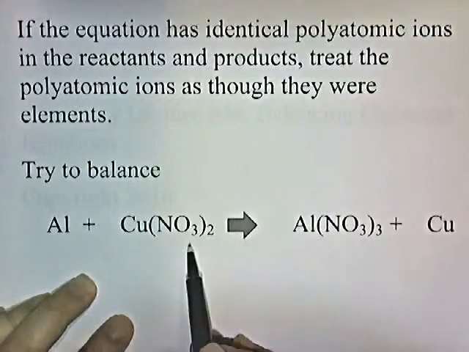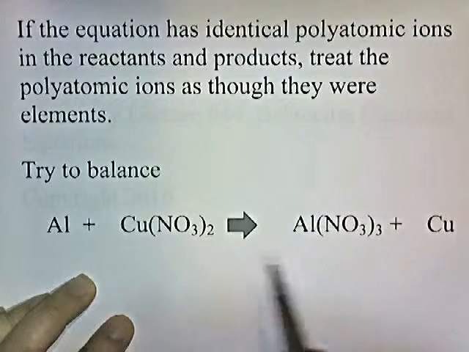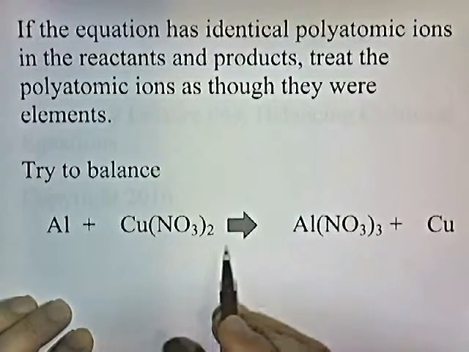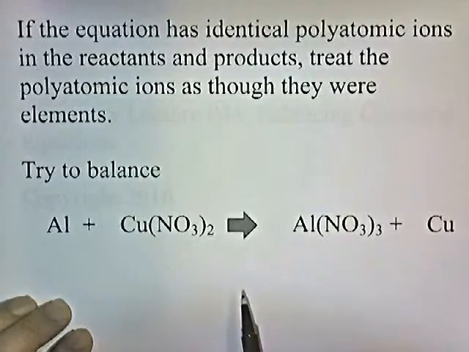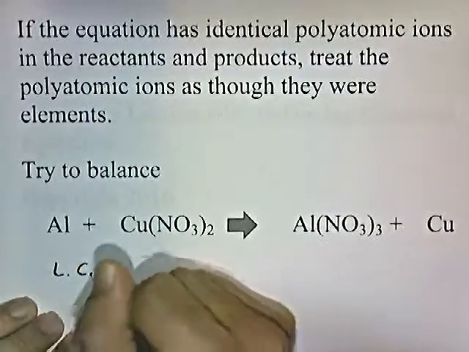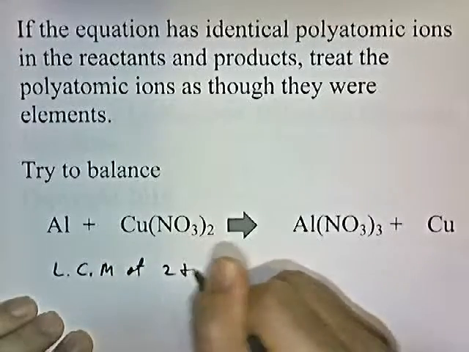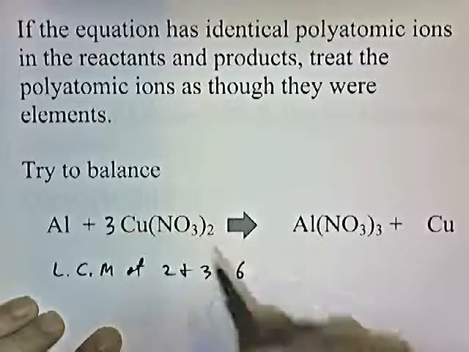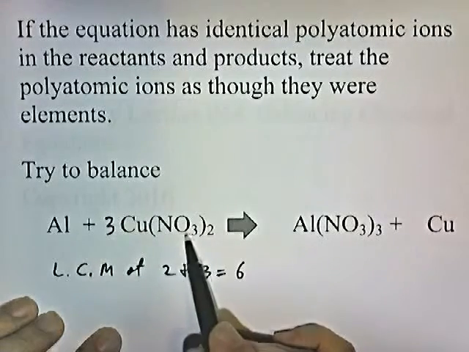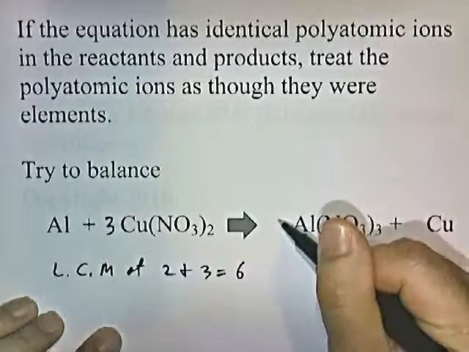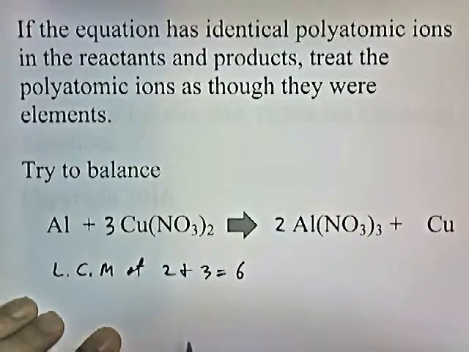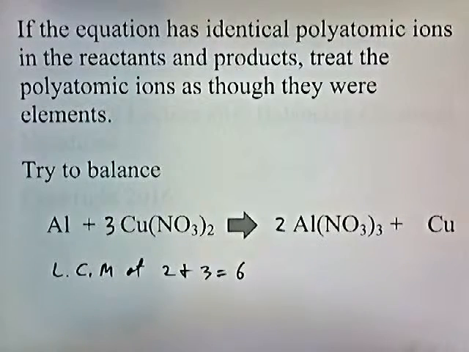Now let's see, I've got 2 NO3s on the left and 3 NO3s on the right. So the least common multiple between the numbers 2 and 3 is 6. So what I'm going to do is I'll put a 3 right here, and that'll give me 3 times 2 gives me 6 nitrates. And if I put a 2 there, 2 times 3 gives me 6 nitrates on the other side too. So my nitrates are balanced. And then we can balance the other ones.